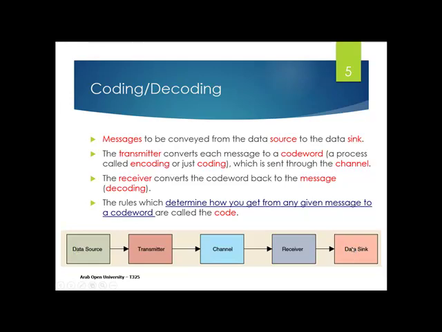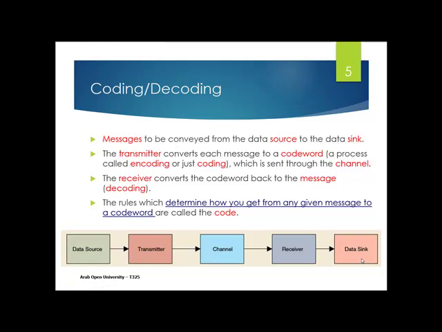So the data source sends a message to the data sink. This is the first point. The transmitter does the conversion from the message to a code word suitable to be sent through the channel. This is the process that we call encoding. And the receiver converts back the code word to a message, and this is what we call decoding.